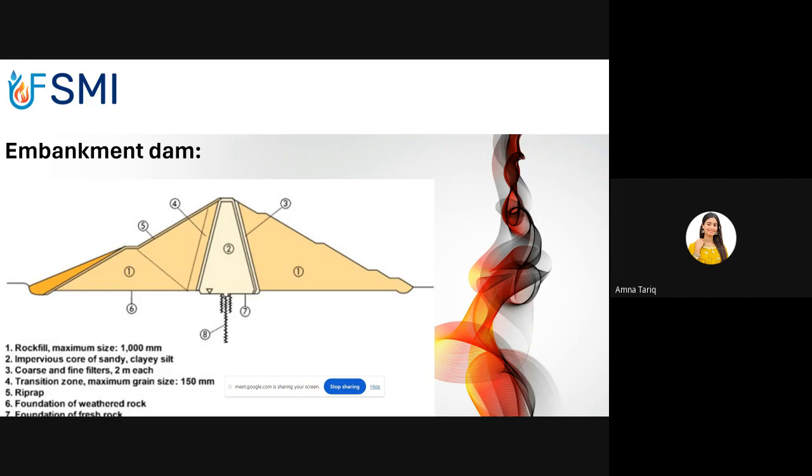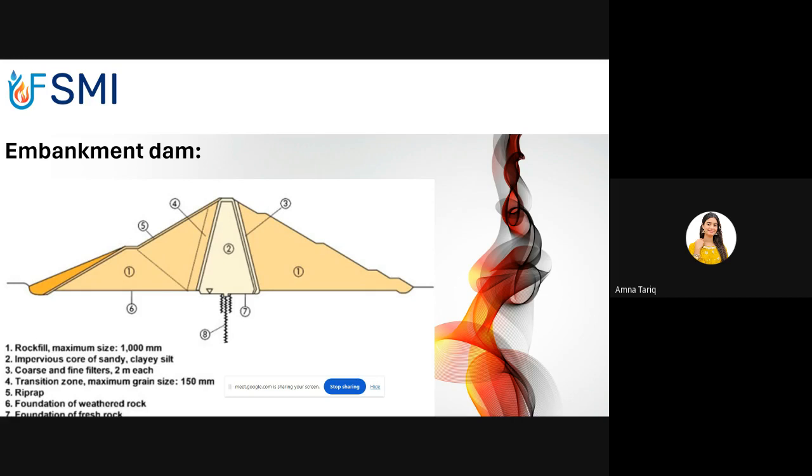And point four is the transition zone. The transition zone is downstream from the fine filters. This zone is made of material with a grain size of up to 150 millimeters. The transition zone acts as a buffer between the fine filters. Point five is riprap. Okay, the downstream face of the dam is protected by a layer of riprap. Riprap is typically made of large angular rocks. It protects the dam from erosion by waves and currents.